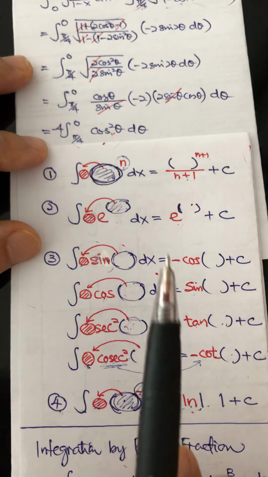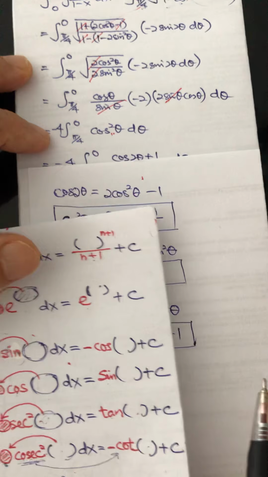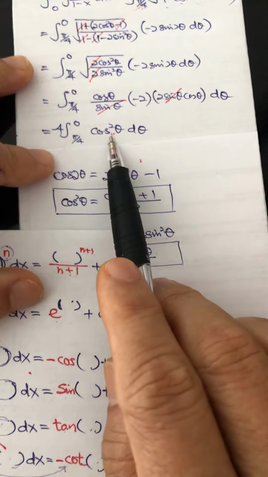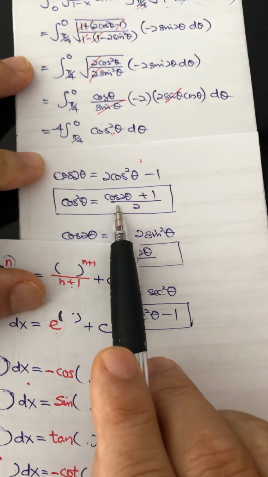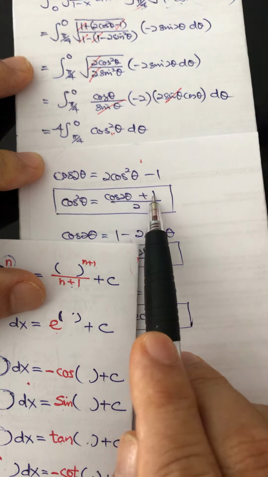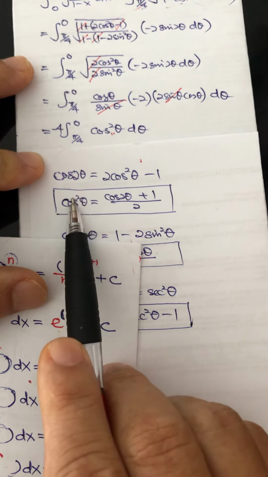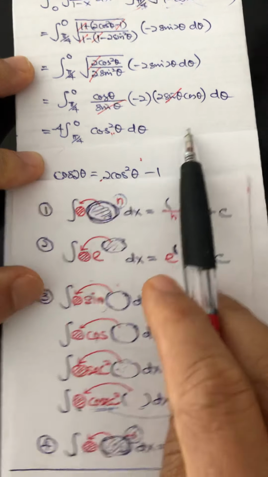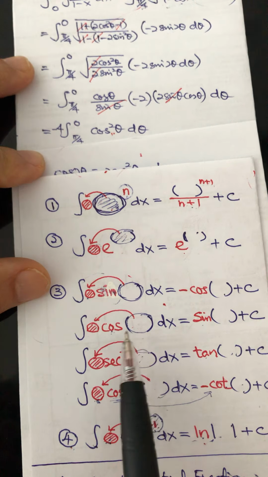We use identity. That's why in trigonometry, the identity is so important. You see the cos square, I can use this identity. So the cos square I can change to cos 2 theta plus 1 over 2. Once I change like this, you see from square I change to cos already, no more square. So afterward I can integrate using this. That is the purpose of using identity.